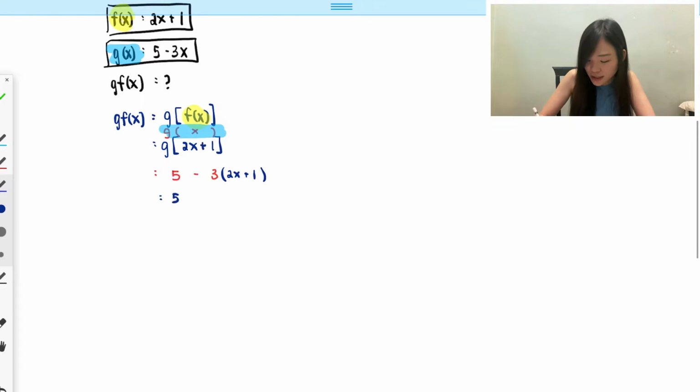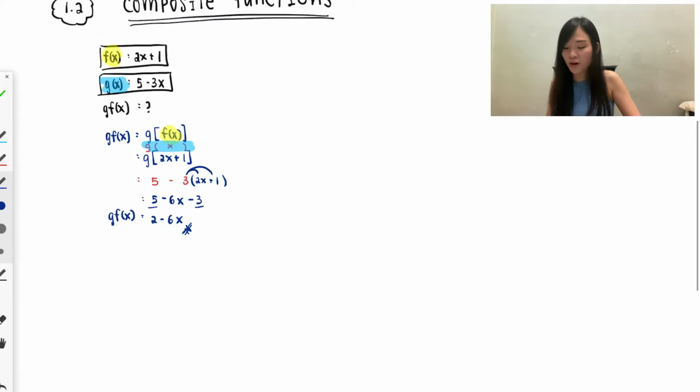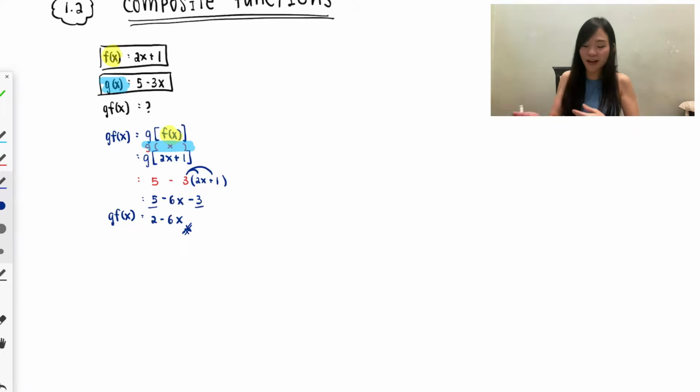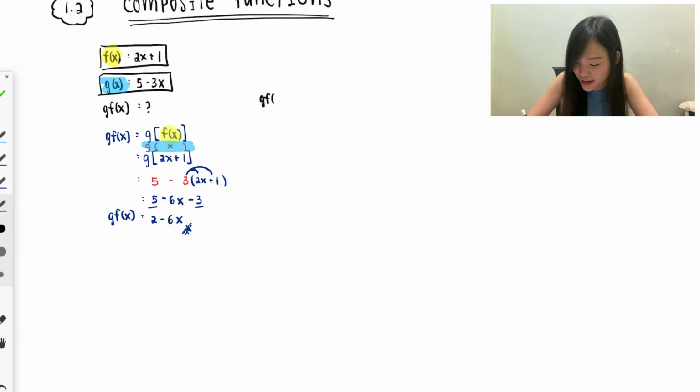After this, all you need to do is expand it. Negative 3 times 2x, negative 6x. Negative 3 times 1, negative 3. 5 minus 3, I get 2. I got it. That is my gf(x) answer. Correct? So guys, this is the most basic thing about composite function, which is exactly what I covered in the previous video. But now, let me show you the main topic of today.